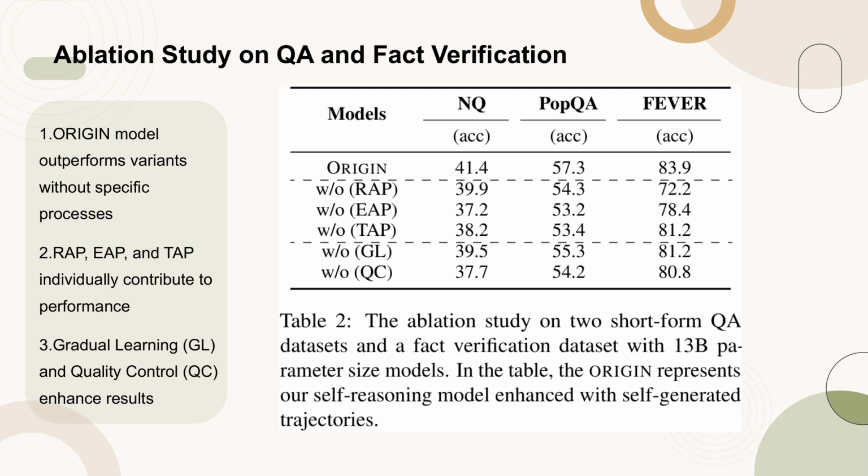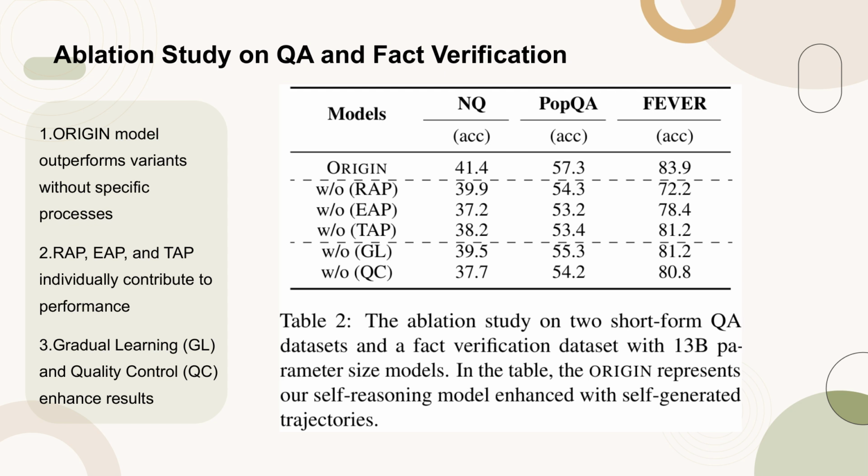Additionally, the effectiveness of gradual learning, GL, and quality control, QC, in data generation is evident, as their removal leads to a decline in performance. This table underscores the importance of each component in the self-reasoning framework for achieving robust and accurate results in QA and fact verification tasks.